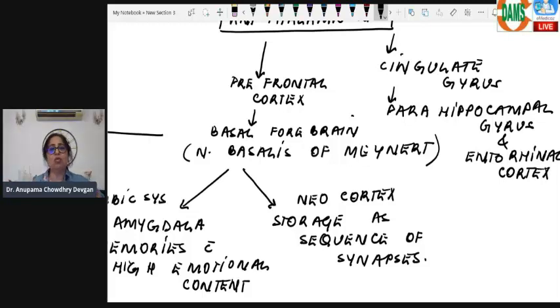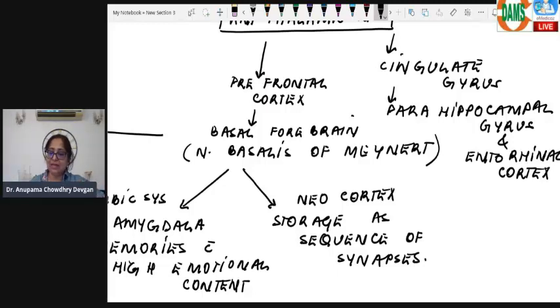See, basically what is this trying to tell you? Emotions and memories are also very closely related, isn't it? Something which makes you happy or makes you sad, you tend to remember that much more, right? So it will have connections with the limbic system as well.